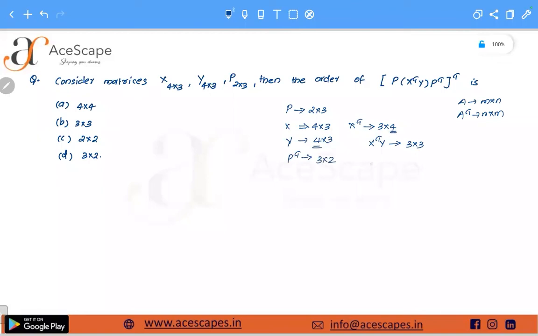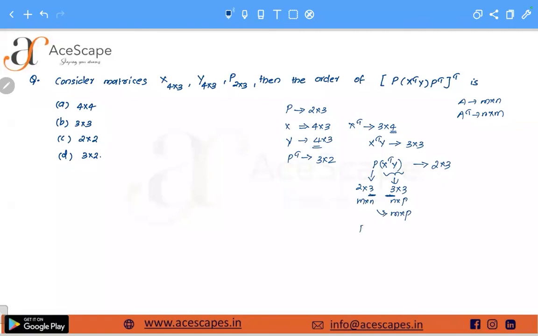So now we can calculate P into X transpose into Y. What will be the size? Size of P is 2 by 3. Size of X transpose Y is 3 by 3. What will be the size of this matrix? It will be 2 by 3, right? Because it's 3 and 3, the matrix multiplication is possible. If I have matrices of size M by N and N by P, the multiplication will give a matrix of size M by P. So like that, 2 by 3.